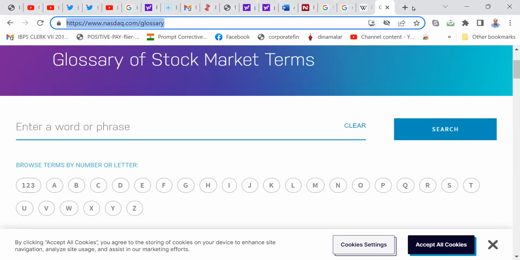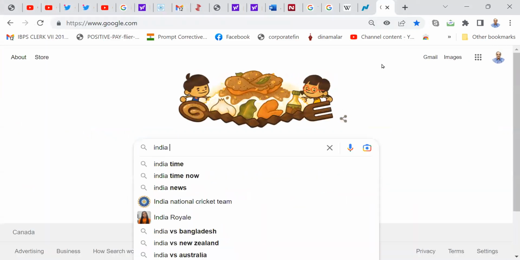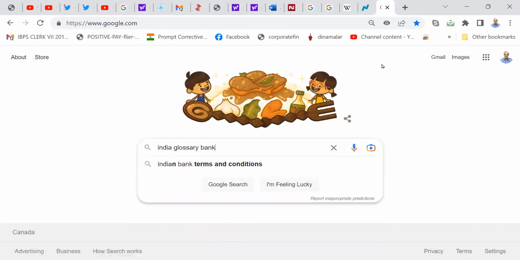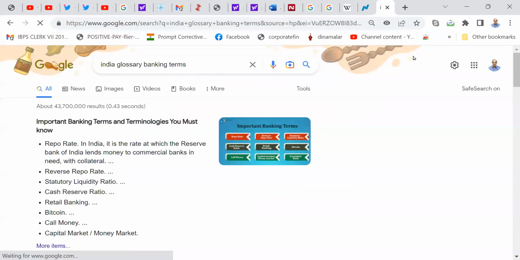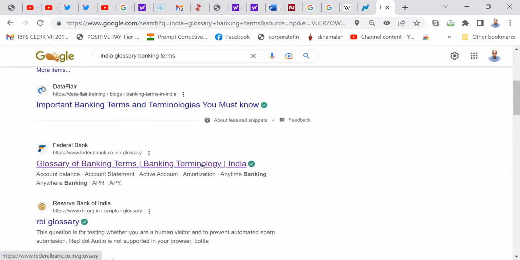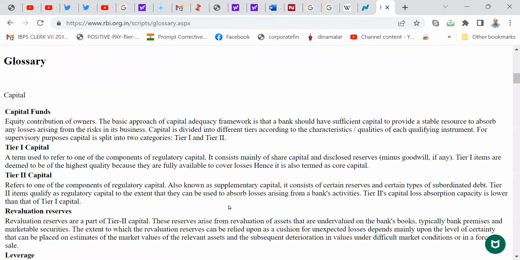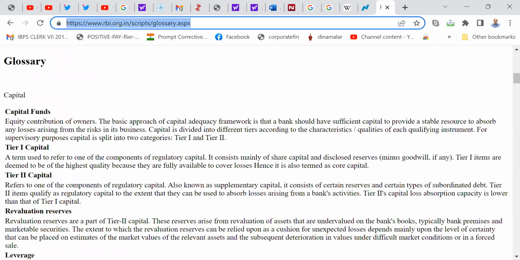Similarly, you can make a search on Google and go to India glossary banking terms. If you read that and mug it up, then automatically this one. This is what I use normally. We will use this RBI glossary. That is better. I used to use Federal Bank glossary, but I think RBI glossary itself is good. So you can read from this. I'm giving you the link in our Telegram page.